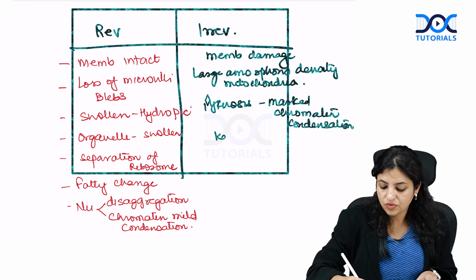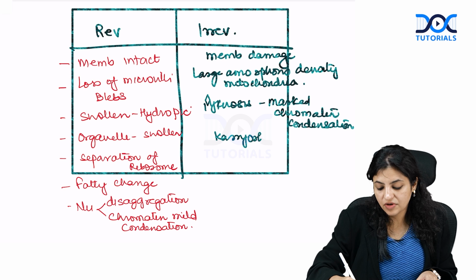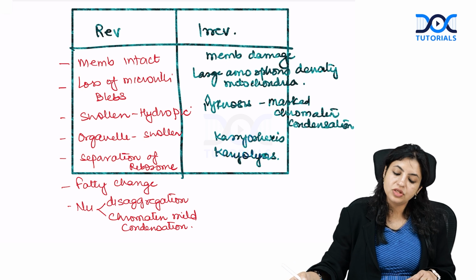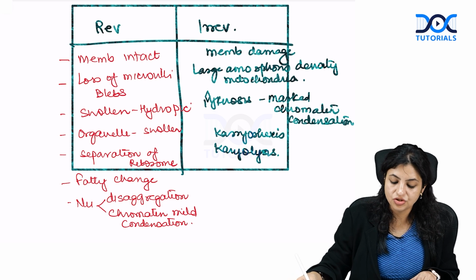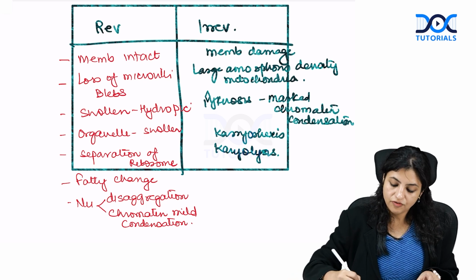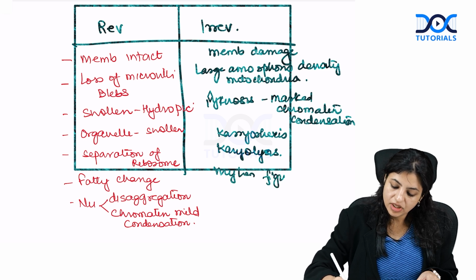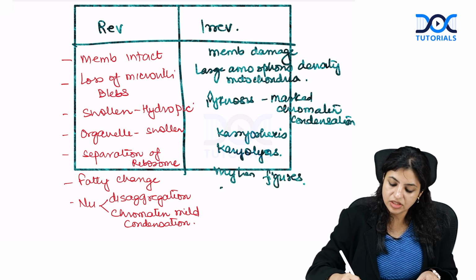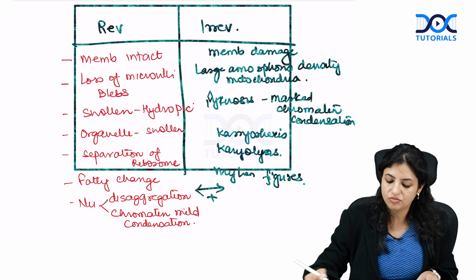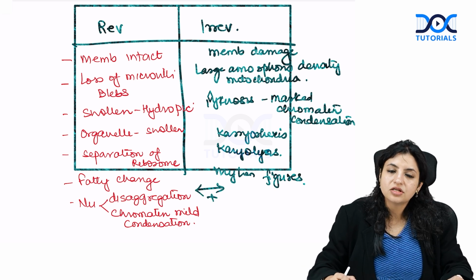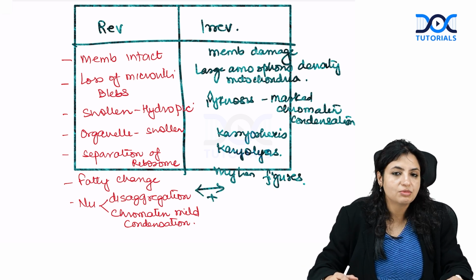And then there is Karyorrhexis, that is fragmentation of the nucleus. And then there is Karyolysis, that is the nucleus completely dissolves. These are classical features of irreversible cell injury. You should be very, very clear. Of course, do not forget Myelin figures. Myelin figures are predominantly seen in irreversible, but can be seen in reversible also. So they can be seen in both. These are the characteristic differences between reversible and irreversible cell injury.